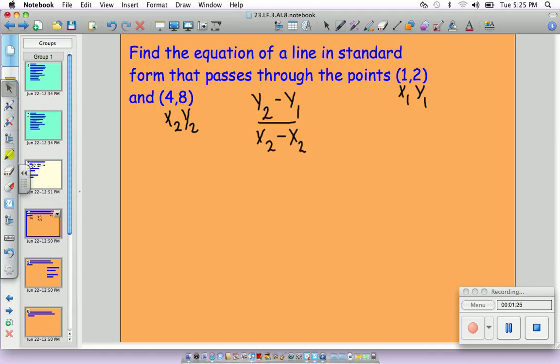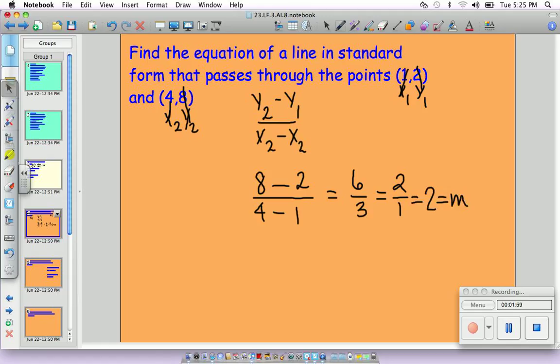So I'll plug in. Y sub 2 is 8, minus y sub 1, which is 2, over x sub 2, which is 4, minus x sub 1, which is 1. I'll subtract. I have 6 over 3. That simplifies to 2 over 1, or 2. So I now know that my slope is 2. I'm going to use that slope in point slope form.